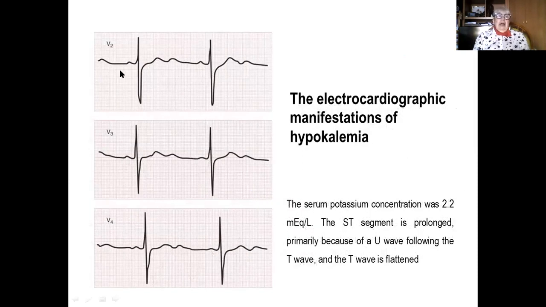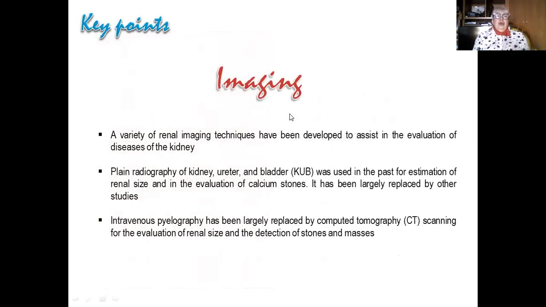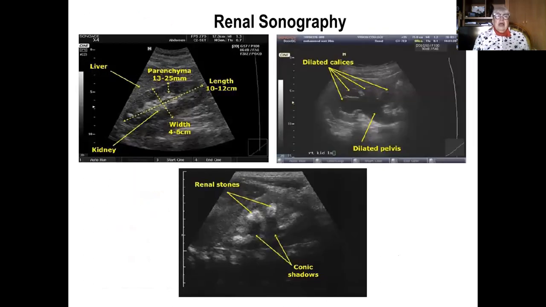I want to show you another type of disorder to compare with the previous one. This ECG is typical for hyperkalemia. And let's go to the imaging abilities. As you know, today there is a very high level of technical instrumental methods of examination that may help us to visualize the kidneys.